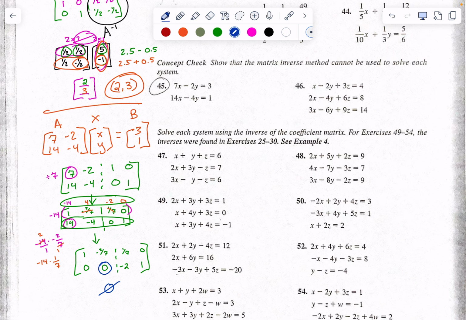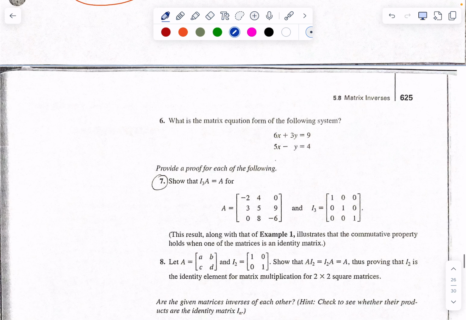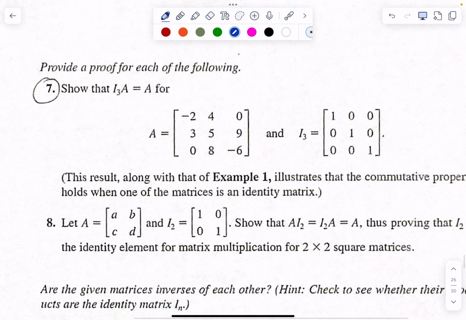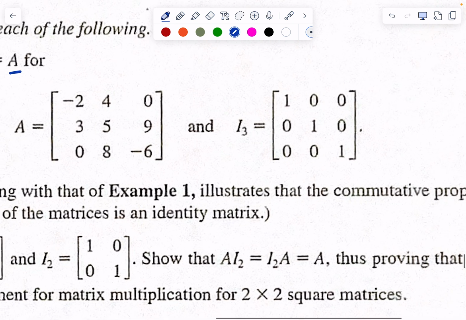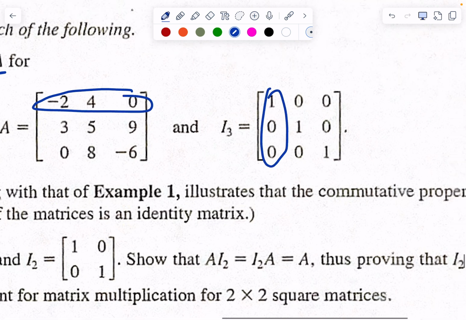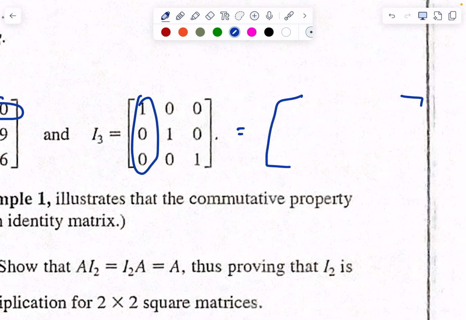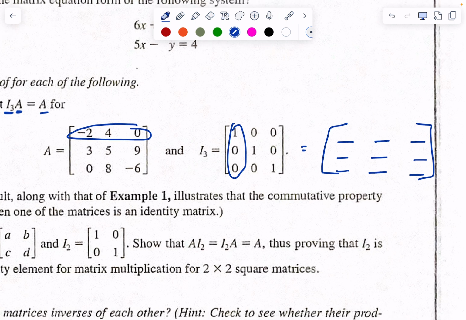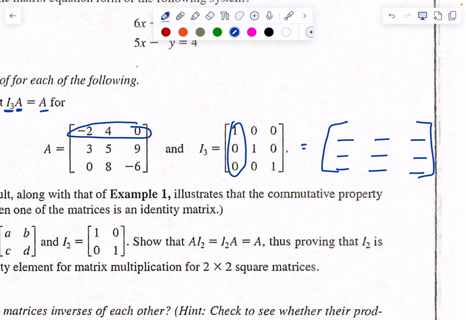Can we look at 7? Sure. It just says show that if I take the identity matrix times A, it ends up being the same as A. I'm going to take the identity matrix times A. It doesn't really matter what order you go in; you could take A times the identity matrix. We'll do it in that order because they're right here. So you do this guy times this guy, and he should end up being a 3 by 3. You're just going to show that the answer is the same as what A was to begin with.